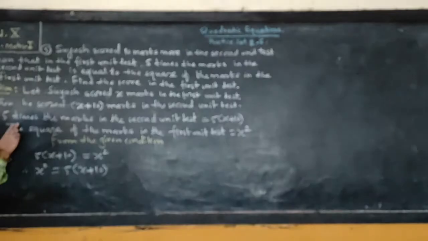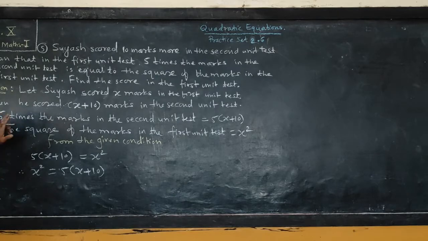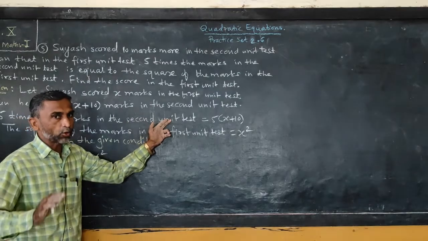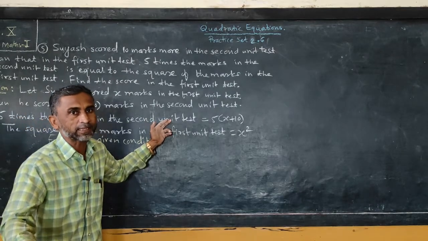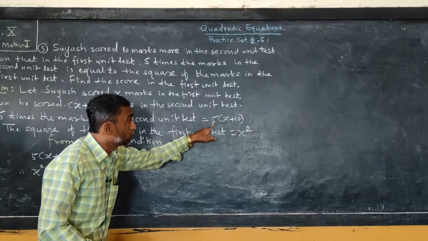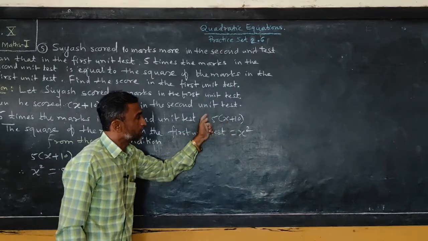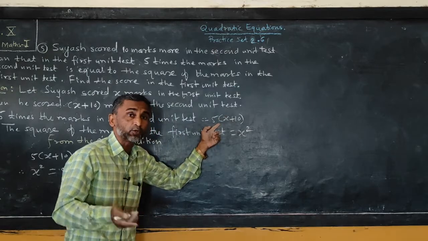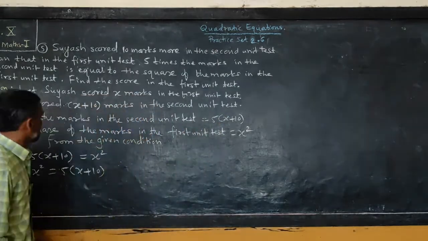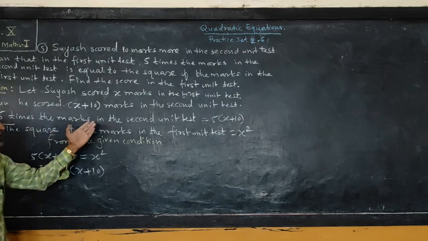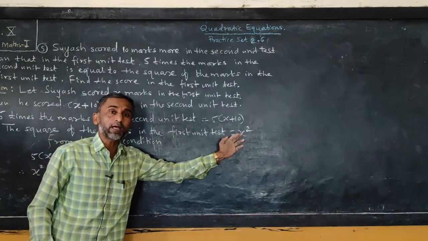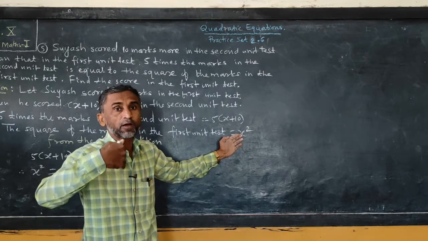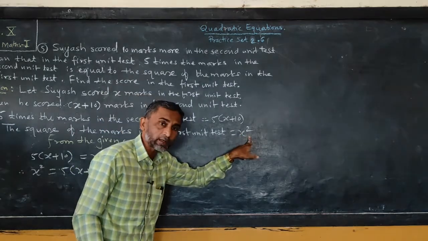Before making the equation, first write 5 times the marks in the second unit test. He scored X plus 10 marks in the second unit test. 5 times means 5 into X plus 10. So this is 5 times the marks in the second unit test, that is 5 into X plus 10. And the square of the marks in the first unit test means X square, because he scored X marks in the first unit test. Square of the marks means X square.